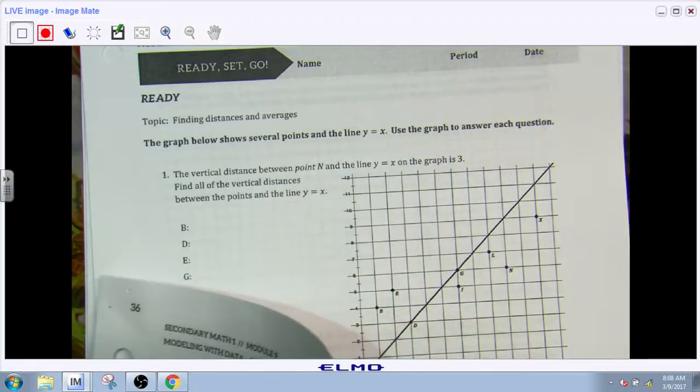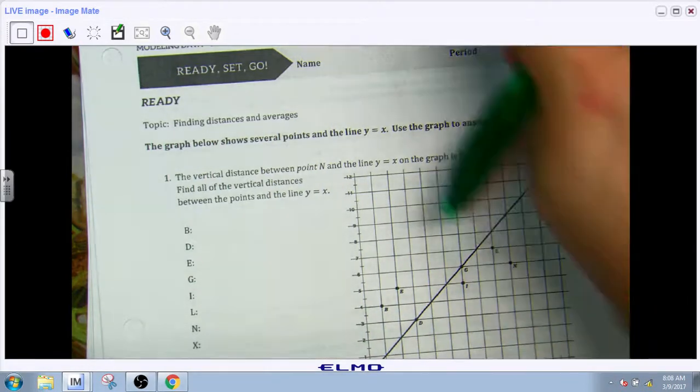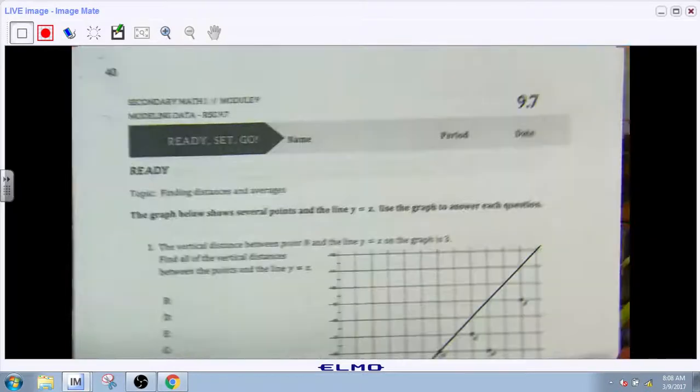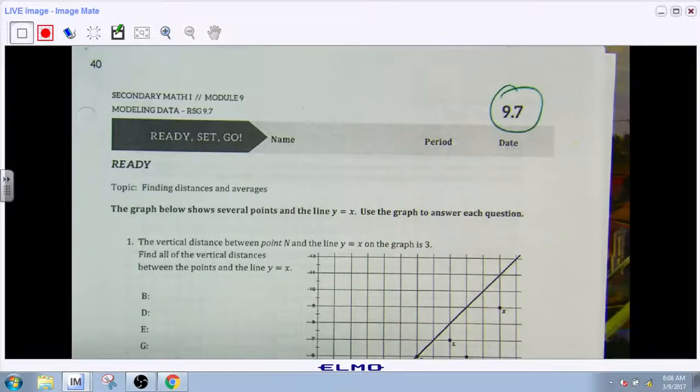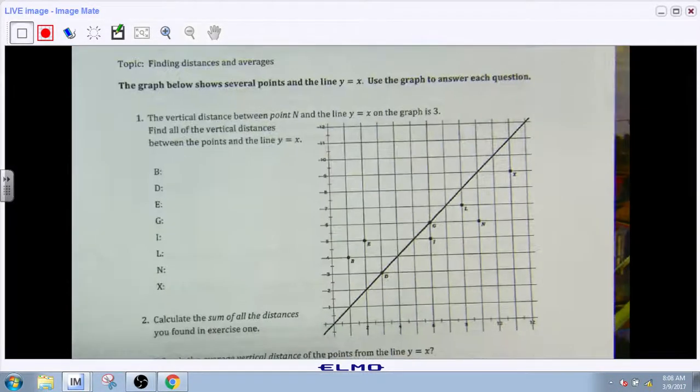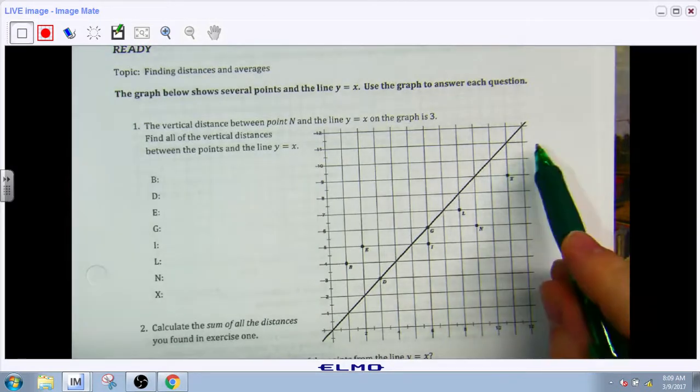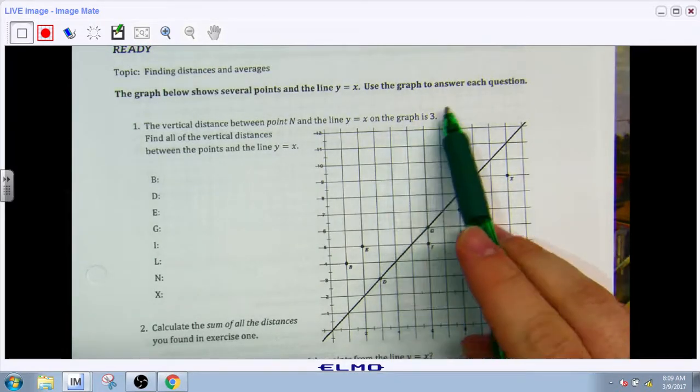One of the things that I didn't have time to do was 9.7, so we'll go ahead and do 9.7 as well in one video, just to keep it easy. So here's the homework helper for section 9.7. So we have the line y equals x, and then we're going to use the graph to answer each question.